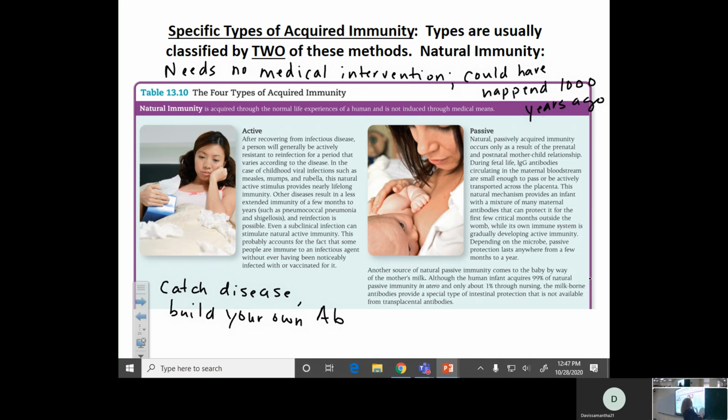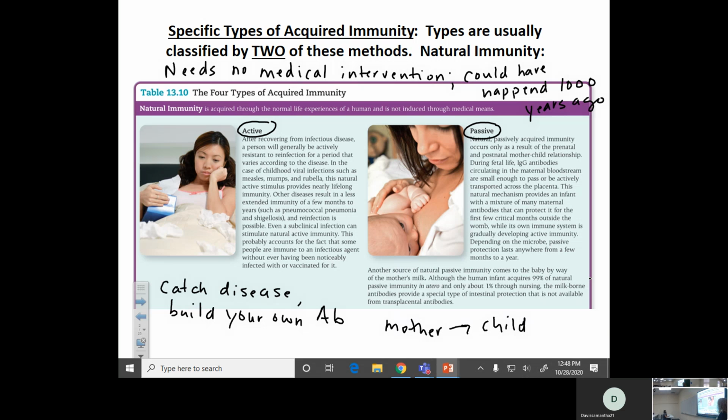The other way that natural immunity is possible is mother to child, through breastfeeding. Is that the active one? Yeah, this is the active one, because both of these are natural. That's the active method. This is the passive method. And it's active because you're building your own antibodies. Your body is making the antibodies.